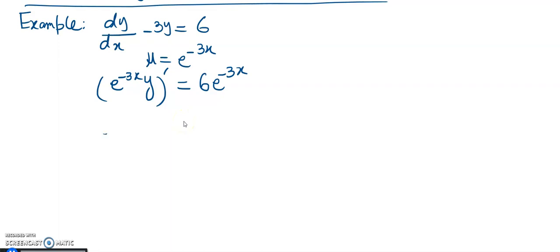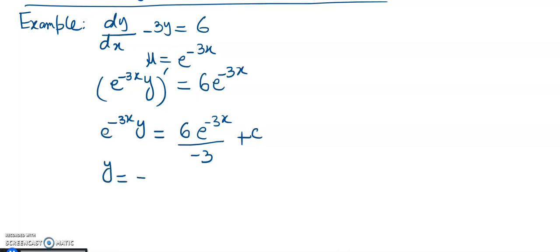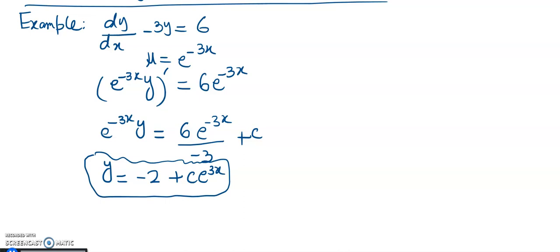So if I integrate it, it will be simply e power minus 3x y, and this will be 6 e power minus 3x, divided by minus 3 from the chain rule, plus c. So now I will divide throughout by e power minus 3x, so y is equal to minus 2 plus c e power 3x. So this will be the answer.